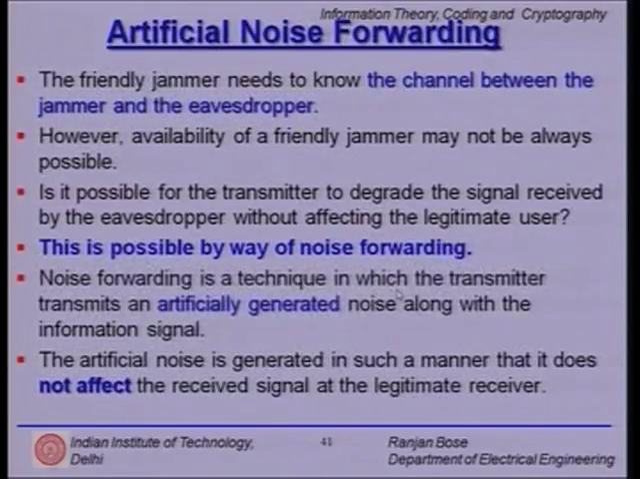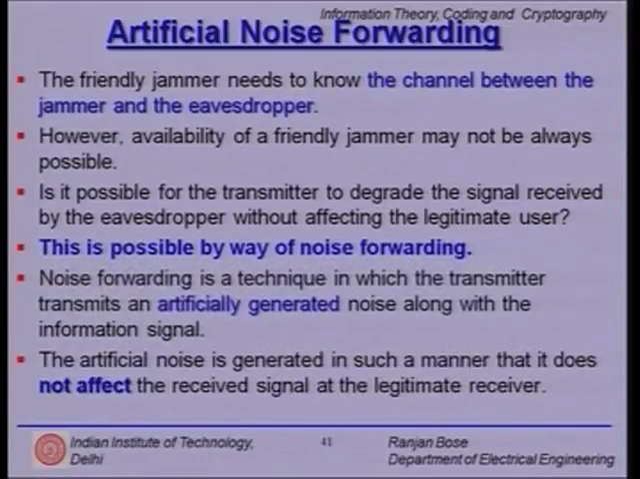Another technique that can be used for physical layer security is called artificial noise forwarding. Now, the friendly jammer in the earlier example needs to know the channel between the jammer and the eavesdropper, or maybe the location of the eavesdropper, but it is not always available. Is it possible for the transmitter to degrade the signal received by the eavesdropper without affecting the legitimate user? This is possible by way of noise forwarding.